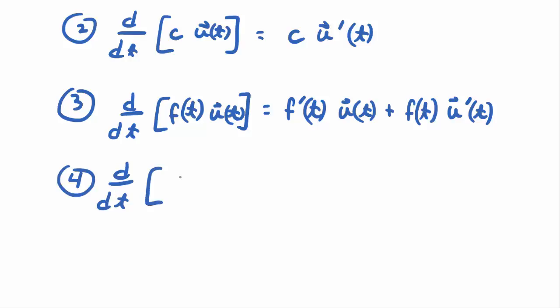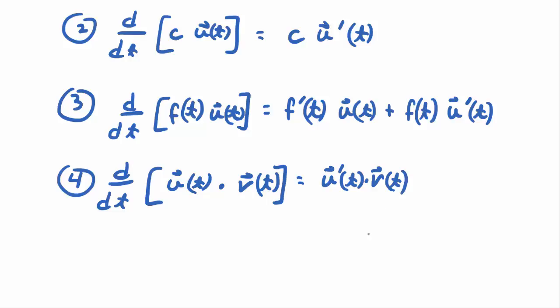Well, guess what? If you have u of t, a vector valued function, dotted with v of t, you get another product rule. So you get the derivative of the first, u prime of t, dot product the second, plus u of t dot product with the derivative of the second. So it's the derivative of the first times the second plus the first times the derivative of the second. It's the same product rule you learned before.